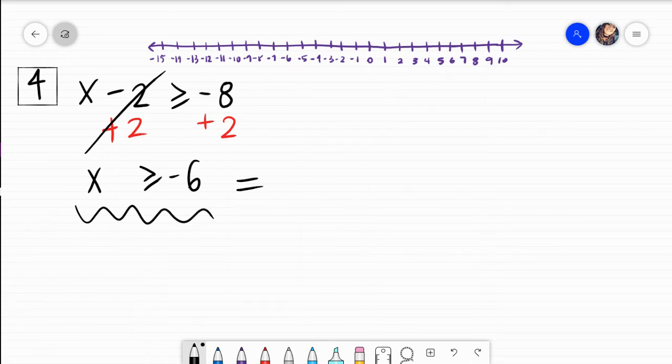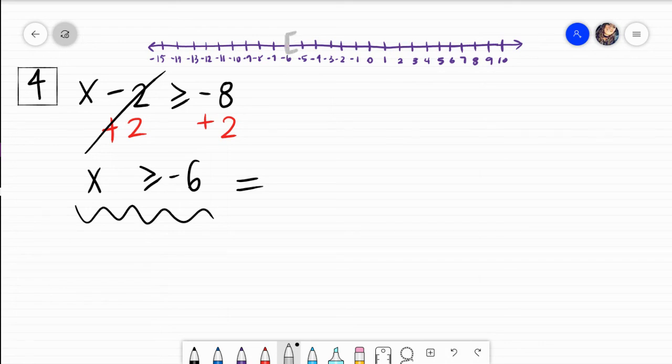Before I write it in interval notation, I'm actually going to graph it first. The way I would graph that is I know that I'm at the value negative 6. Looking at my inequality symbol, it tells me that my x values are greater than or equal to. Greater than meaning they're on the right-hand side of negative 6. And because it can equal, I'm at a bracket. So I've got a bracket.